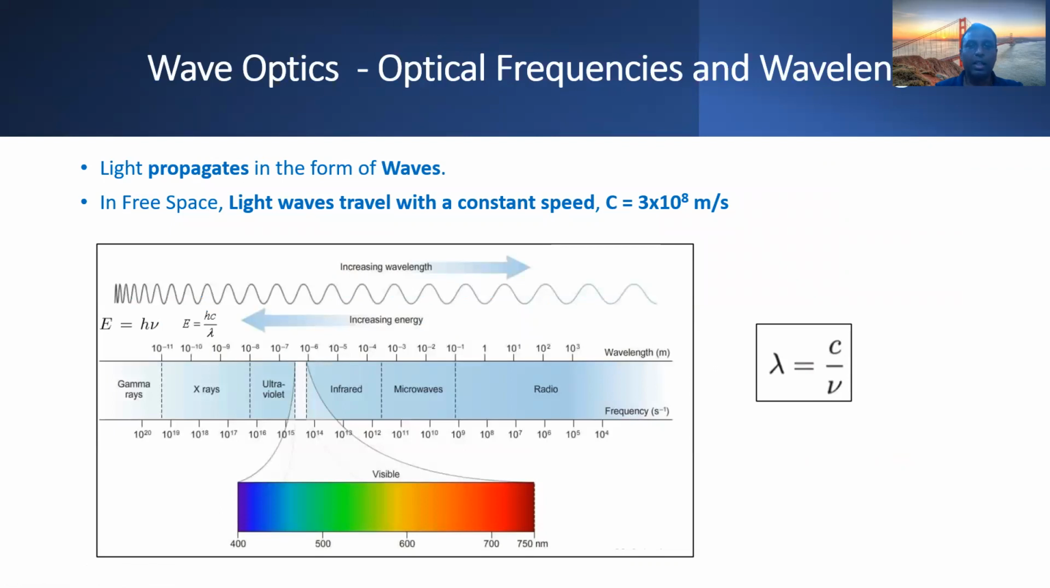The optical frequency and wavelength. Light propagates in the form of waves. In free space, light waves travel with a constant speed of light, which is 3 times 10 to the power 8 meters per second. Here in the band diagram, we can see that the energy is given by h times v, which can also be written as hc over wavelength, where lambda is given by c over v. So as the wavelength increases, the energy reduces, and as the wavelength reduces, the energy increases.